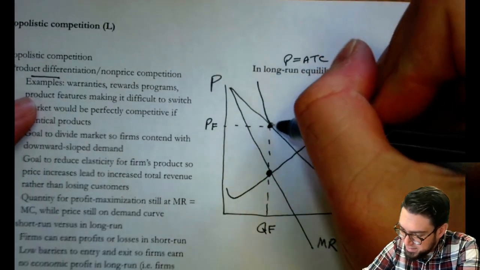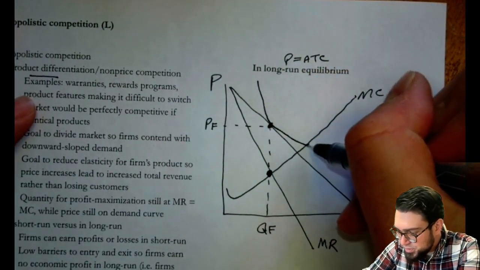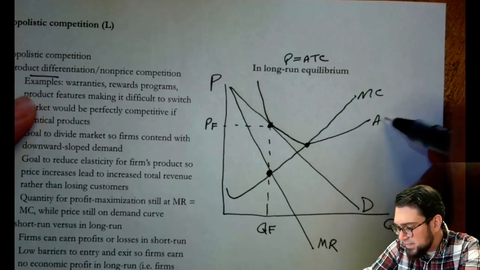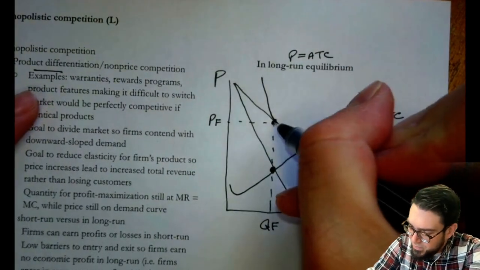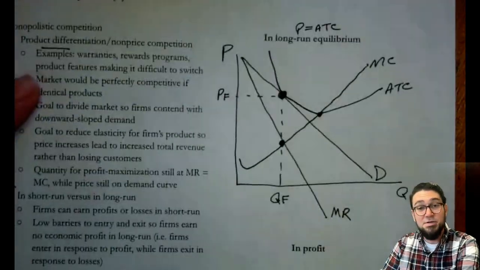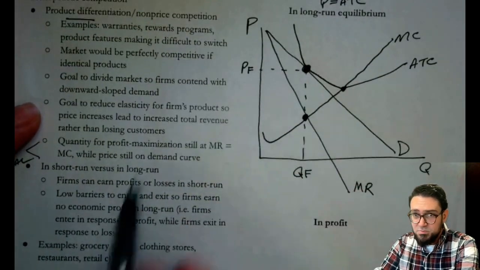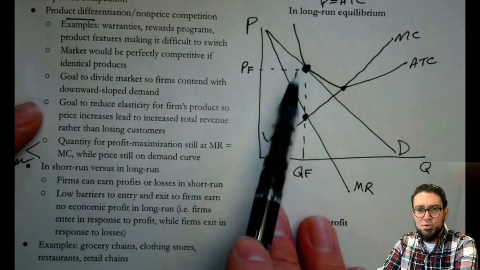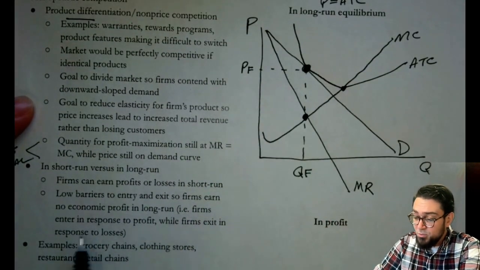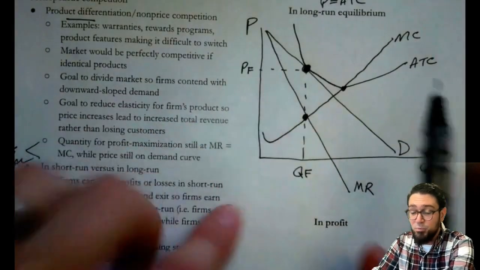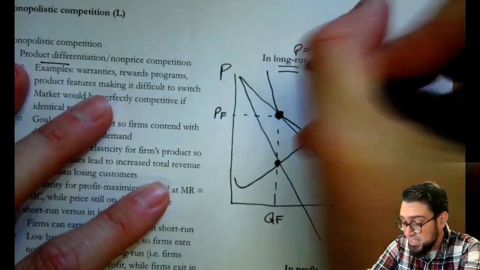So our ATC is going to come down and then come over here, hit its minimum, and then get on out of there. And so we've got here price equals ATC. There is no profit in this scenario. Now, in the short run, they could have this outcome, right, where they're breaking even. But in the long run, they must have this outcome, right? So this must be in the long run.